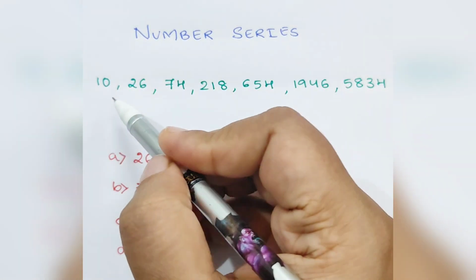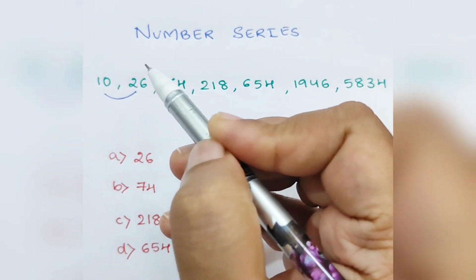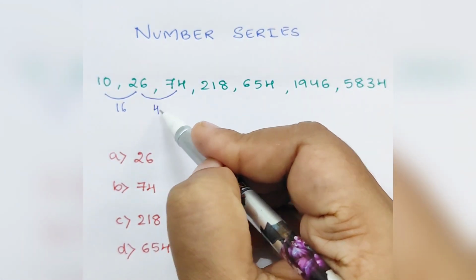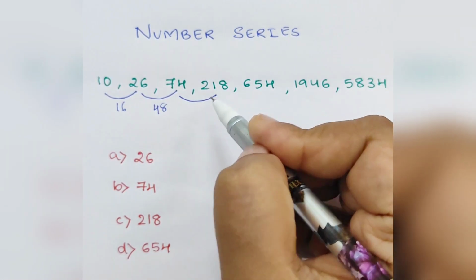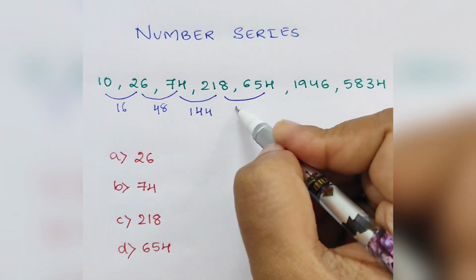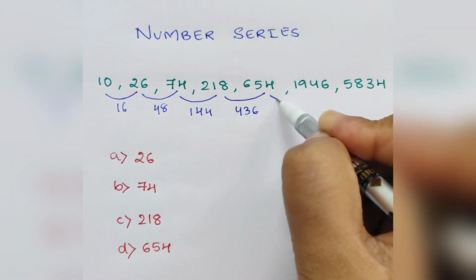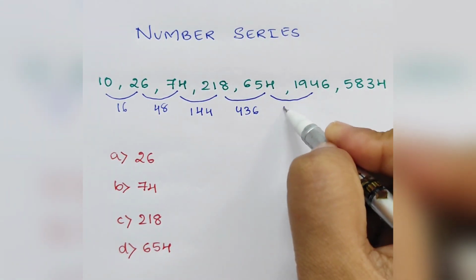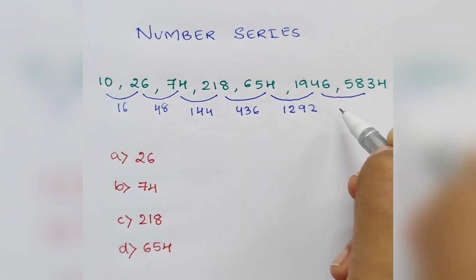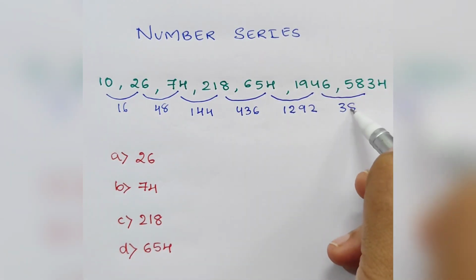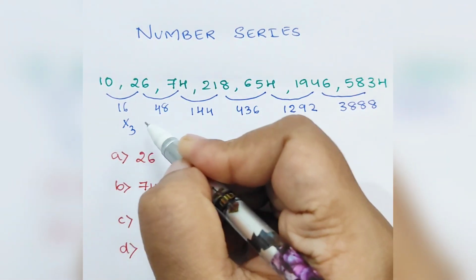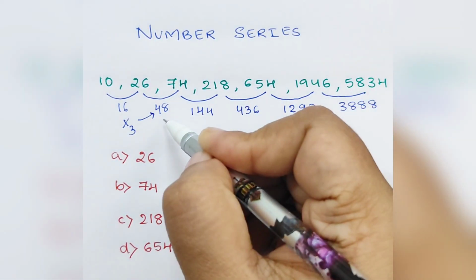In this series, find the wrong number. So first let's check the difference. Difference between 10 and 26 is 16. 26 and 74 is 48. 74 and 218 is 144. 218 and 654 is 436. 654 and 1946 is 1292. 1946 and 5834 is 3888. So 16 into 3 gives 48.